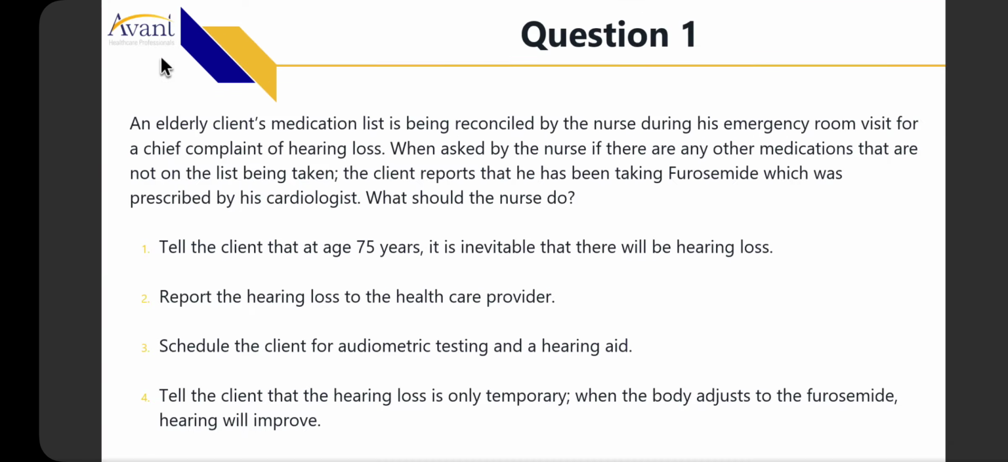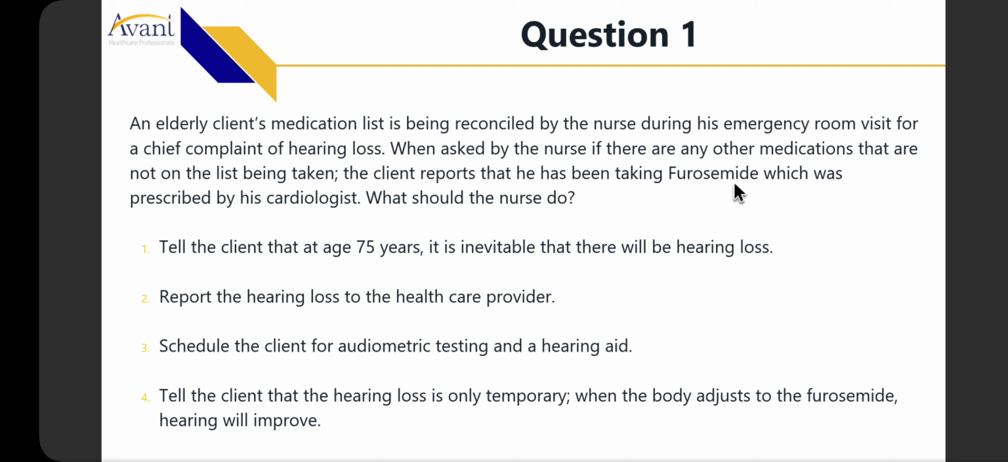Slideshow from current. What was number one? I forgot which one this was. Okay, this is the patient with the hearing loss. The complaint is that the patient is here with hearing loss, but the scenario says the patient is taking furosemide. They're trying to give you a clue and say, hello, maybe there's a connection between furosemide and hearing loss. That's kind of what it's telling you. So what should the nurse do?